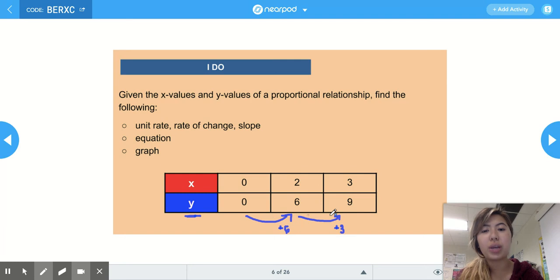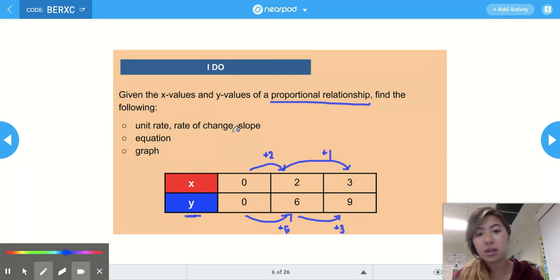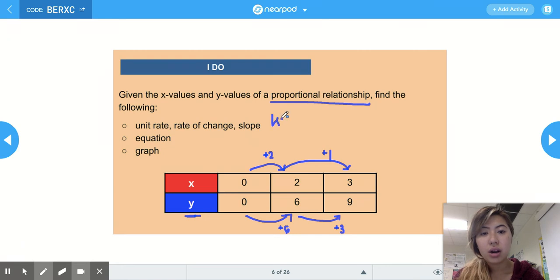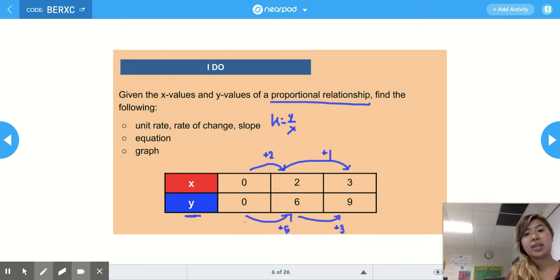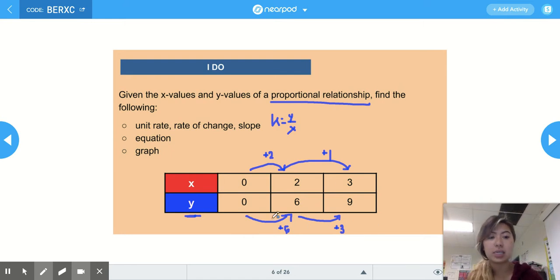And so since our rate of change for our y's aren't the same, I can guess that our rate of change for our x's will not be the same, since we know that it is a proportional relationship. So from 0 to 2, we're adding 2. From 2 to 3, we're adding 1. So in this case, when we have our equation k is equal to y over x, or change in y over change in x, we can't say what the change in y is right now because it's different. It doesn't seem like it's consistent.